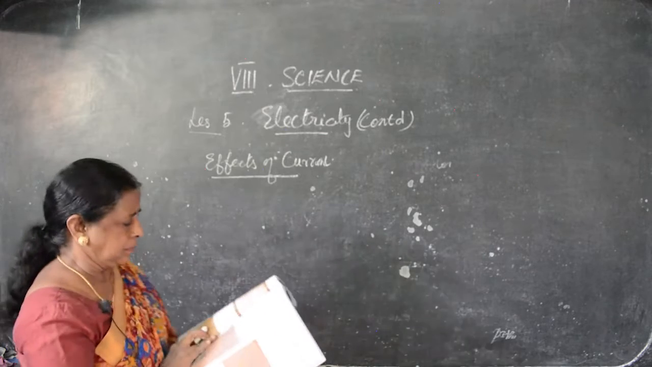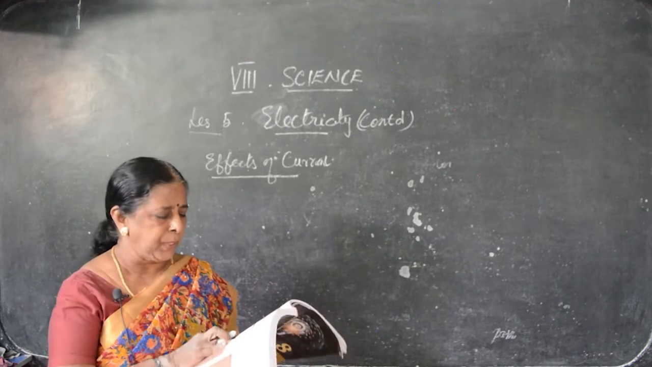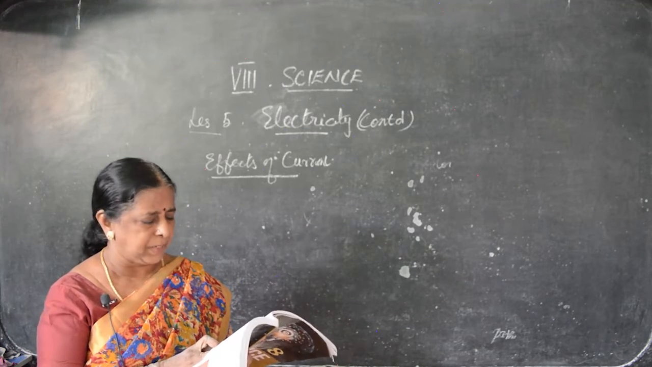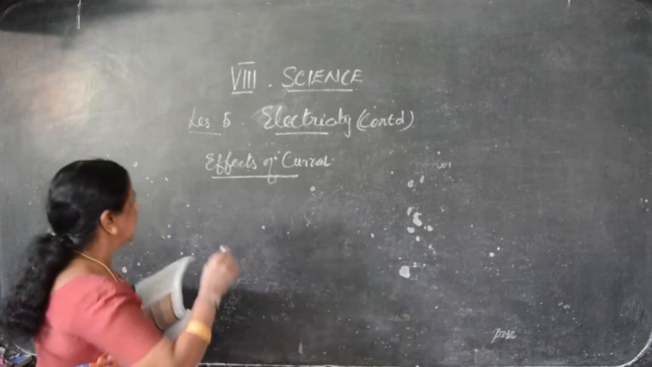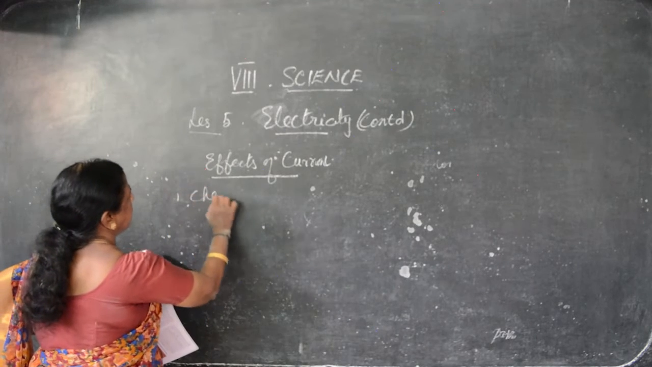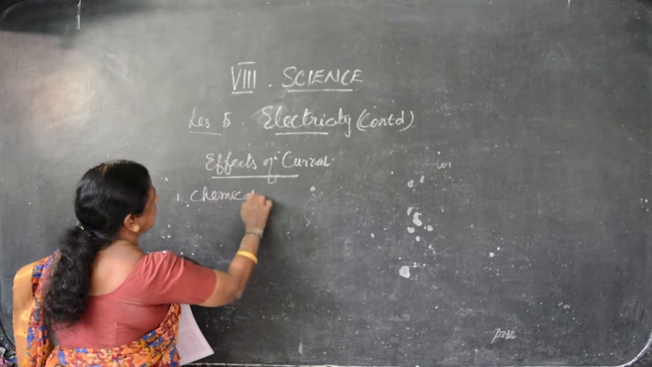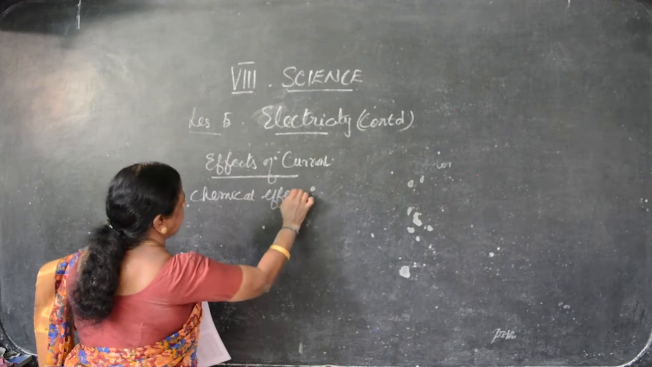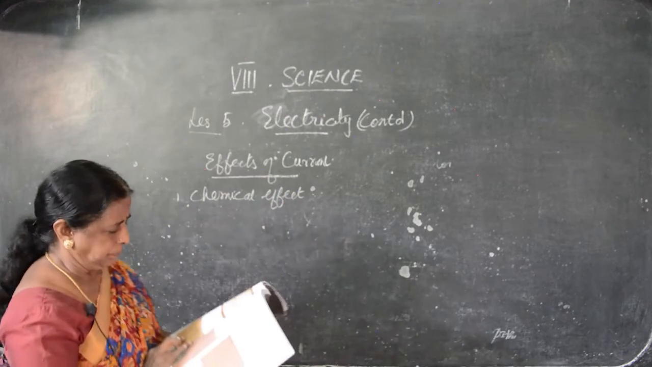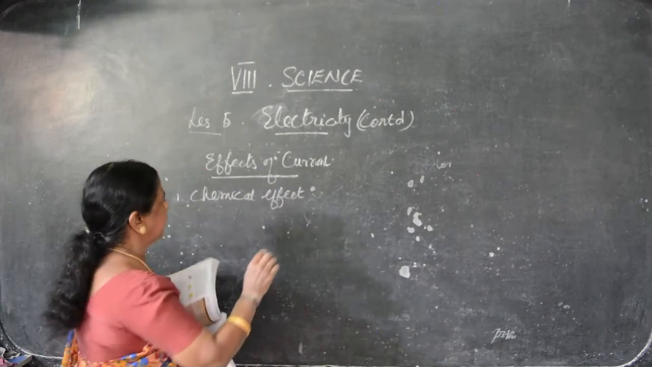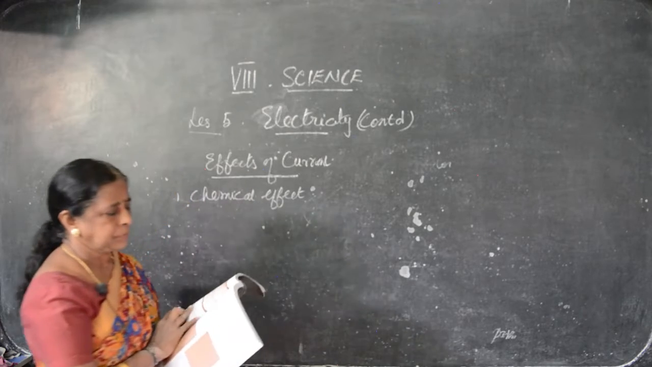What are the effects? When the current is flowing through the conductor, it produces certain effects. What are the effects? First one is chemical effect. Chemical effect of current. First one is chemical effect.